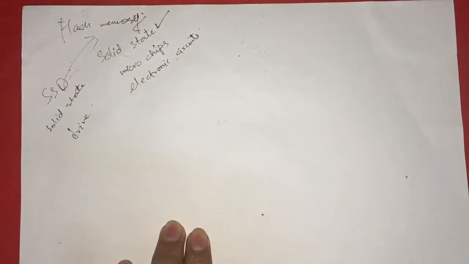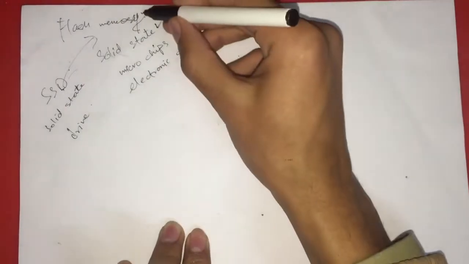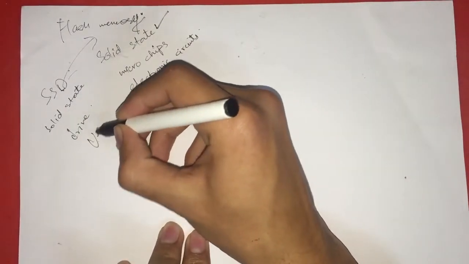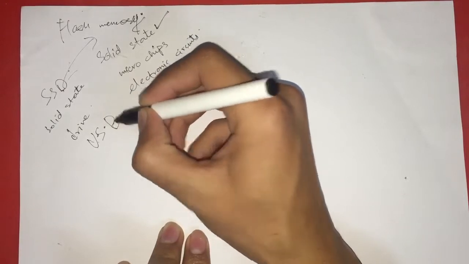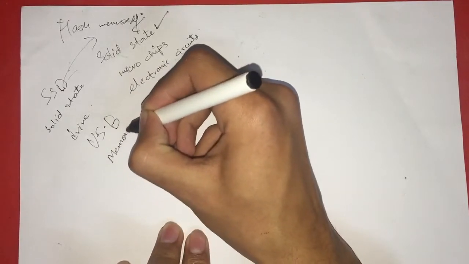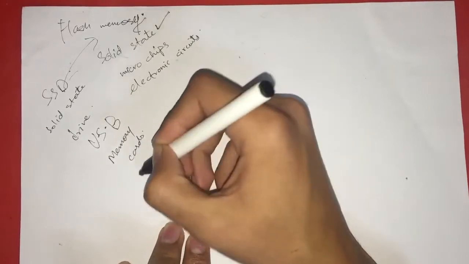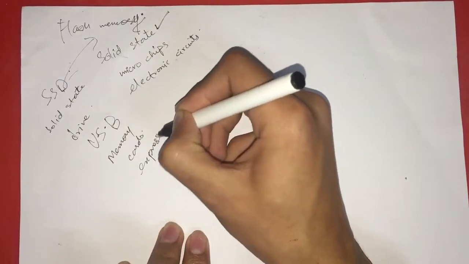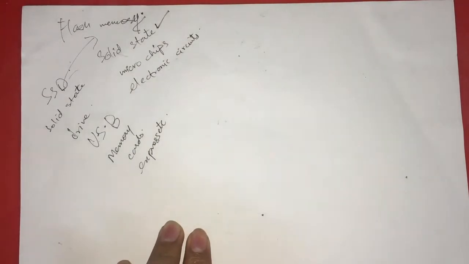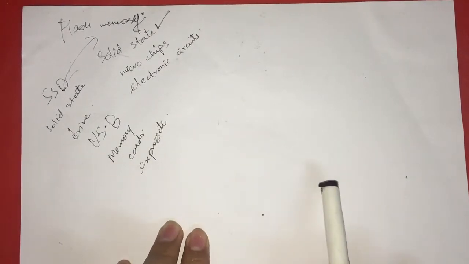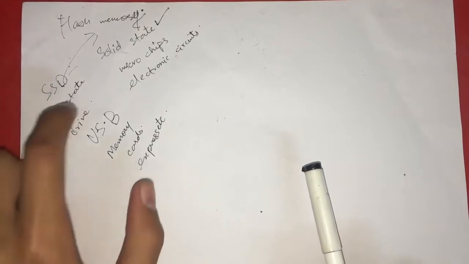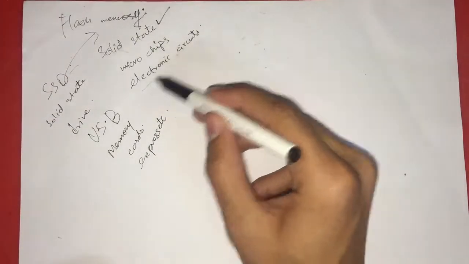Solid state drive uses flash memory as a storage medium, and examples of them are USB, which is universal serial bus, memory cards, and express card modules, etc. So that was flash memory or solid state drive. Flash memory has certain advantages over a hard disk drive, because you have microchips and electronic circuits.